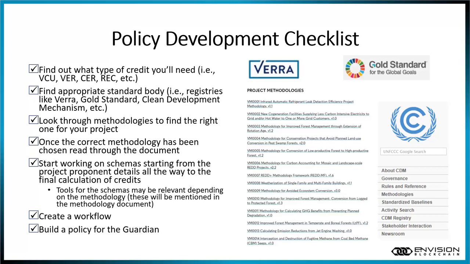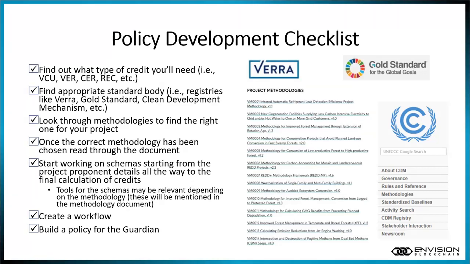Step one is to figure out what type of credit you'll need. Is it a VCU, which is a verified carbon unit, VER, voluntary emission reduction, CER, certified emission reduction, REC, renewable energy certificate, or any other that is currently available? Once you know the credit you want to receive, then step two will be much easier. Finding the appropriate standard body is heavily dependent on the type of credit you choose. So for example, if you want a VCU, you'll have to use Verra as your standard body.